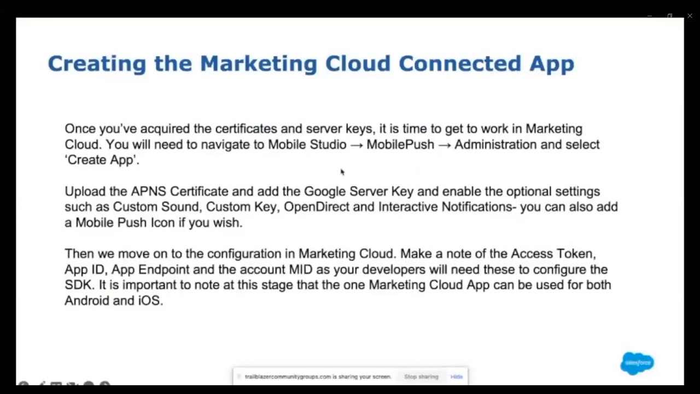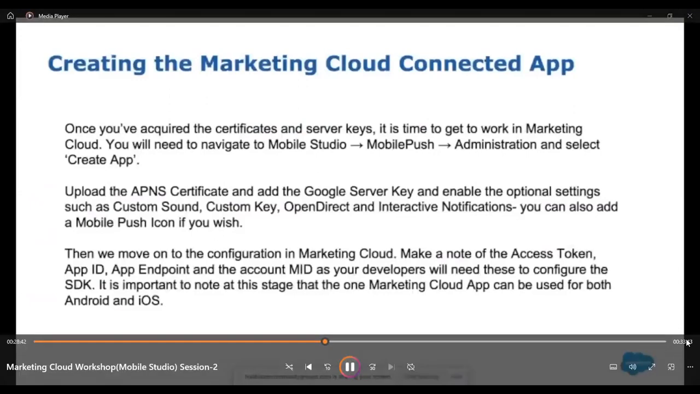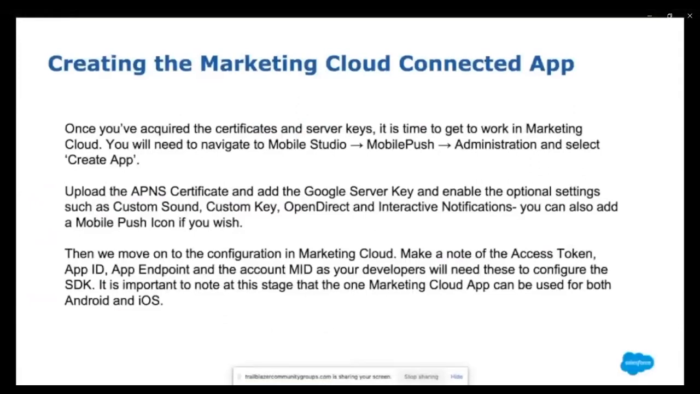Once you choose Create App, there is a certificate that we have taken from the Google team, right? And from the iOS team, the P8, P12 certificates, and Google's server key, Firebase. So we use those keys to enable the optional settings under custom sound, custom key, open direct, and interactive notifications, as I said. So I'll add the icons and put all the configurations in Marketing Cloud, which include the access token, app ID, endpoint, and account Marketing Cloud ID. As a developer, we just need to configure those in the SDK, because we just need to create an app and then hand over all the information back to the developer so that they'll connect with Marketing Cloud.